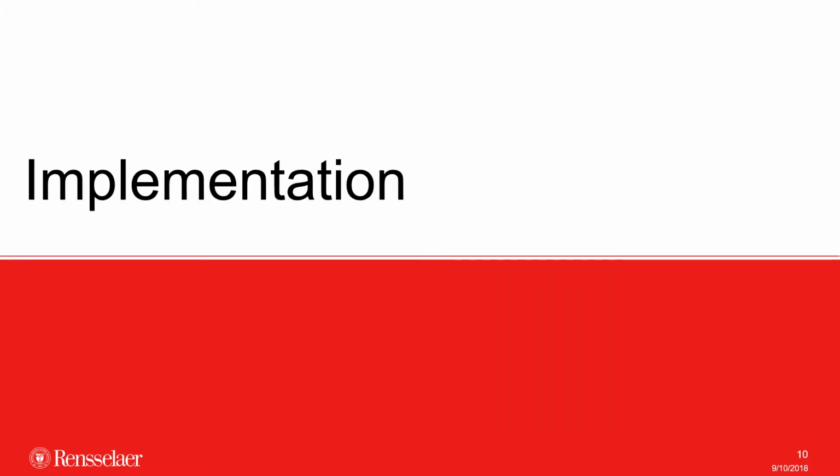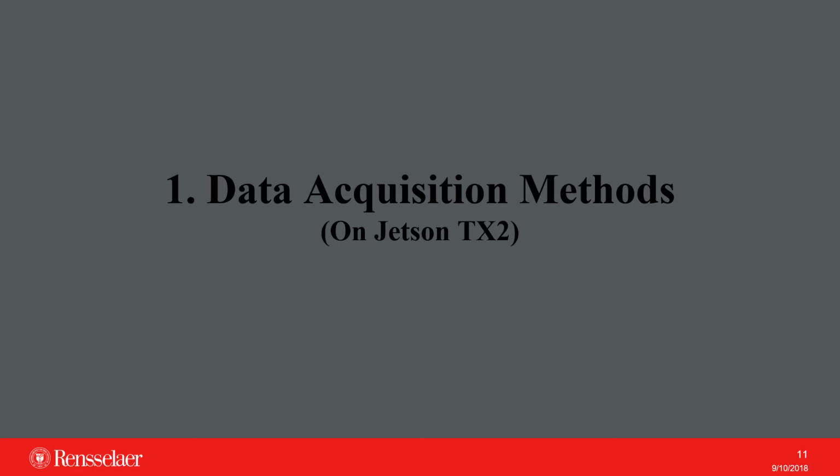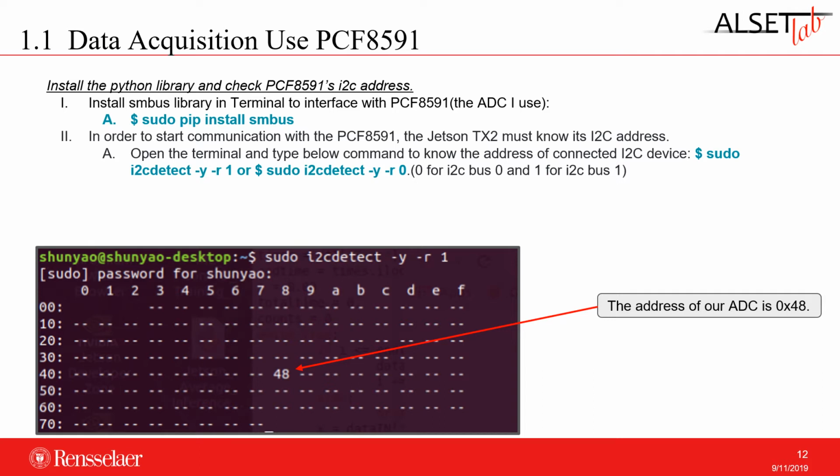For the implementation part, I'll first talk about the data acquisition method. For performing data acquisition, I use PCF8591. The first thing I did is install the SMBus library in the terminal of Jetson TX2 to interface with the PCF8591. The command is also copied here in this slide. Secondly, in order to check our ADC's I2C address, we need to type in the following command in the Jetson TX2 terminal. The figure below is an example of how we find the address.